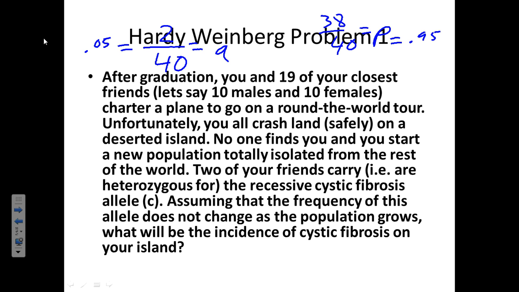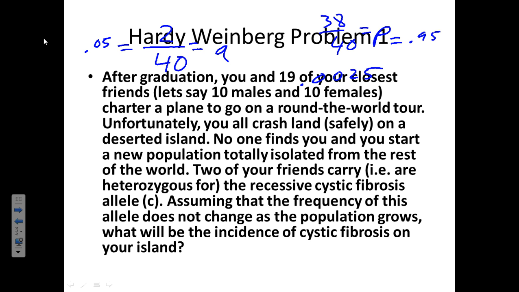So let's take 0.05 squared. So that tells us that 0.0025. That's the frequency of people with cystic fibrosis. So 0.25%. Because if that's frequency, if we wanted it in percent, we have to move the decimal 2 places, right? So cystic fibrosis is not going to be too common.